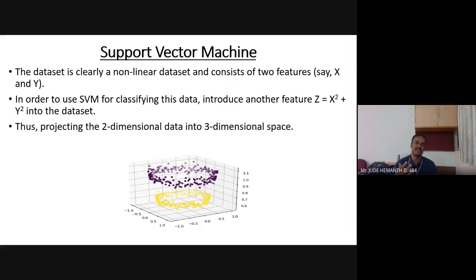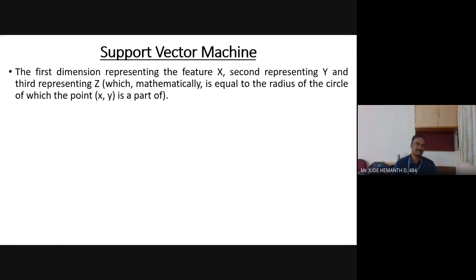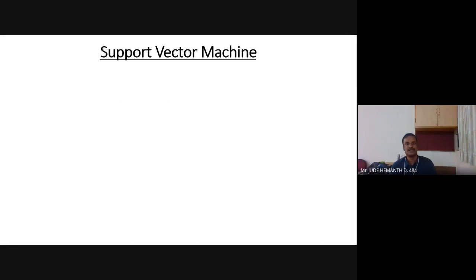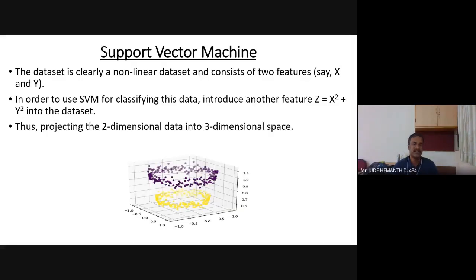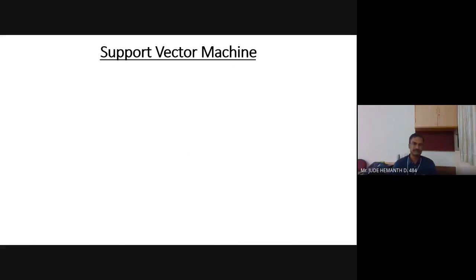Now this 3D data, this nonlinear data, is converted into a linear form. When I say linear form, it is not exactly linear, but I am able to classify it into two classes. The first dimension represents feature x, the second represents y, and the third represents z. In this application, my z is nothing but the radius of the circle. This radius of the circle is what can differentiate my purple and my yellow. The yellow radius is small, the purple radius is large.